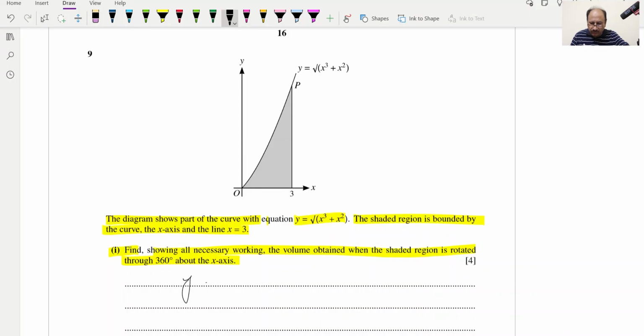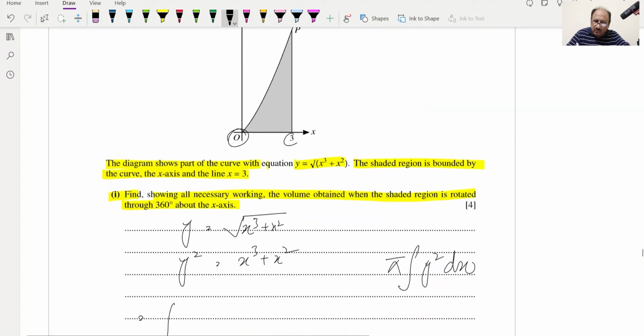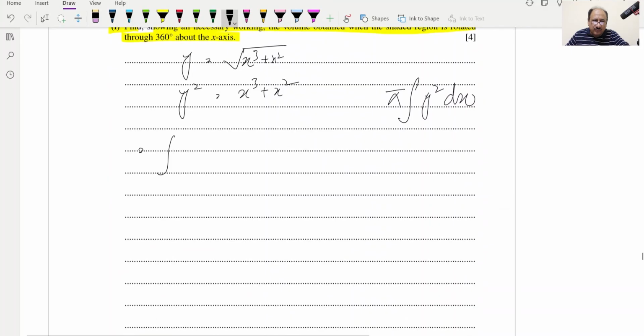So y is given, y is equal to under root x cubed plus x squared, and we can write y squared is equal to x cubed plus x squared, and we have to find pi integral y squared dx, and we have this y squared, we can integrate it. Integral from 0 to 3. So x value is varying from 0 to 3. So pi, 0 to 3, x cubed plus x squared dx.